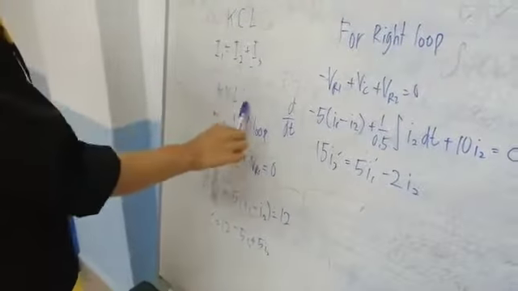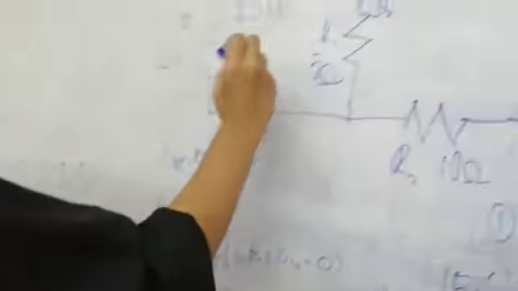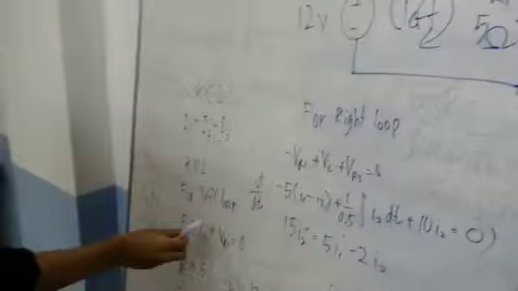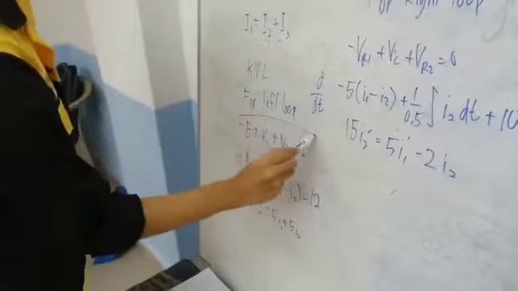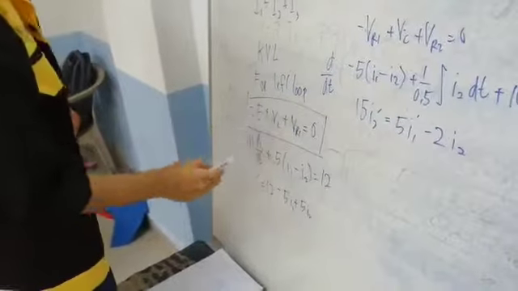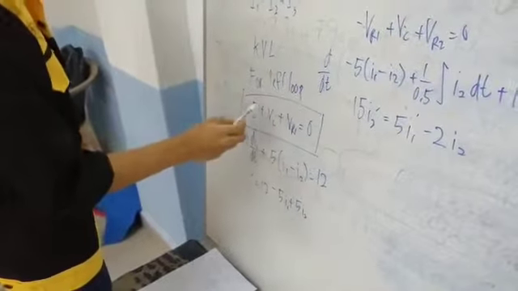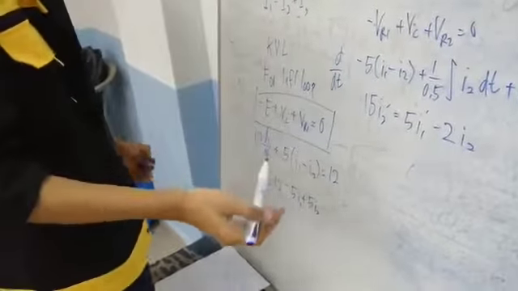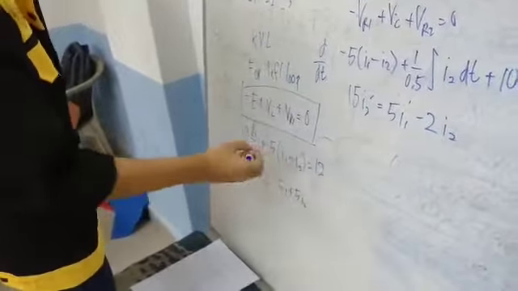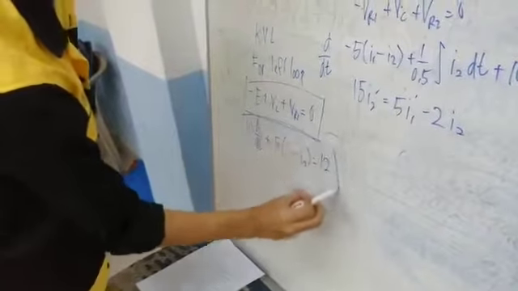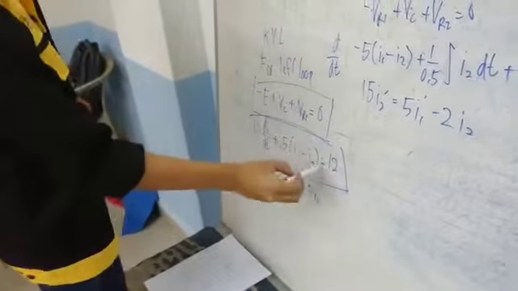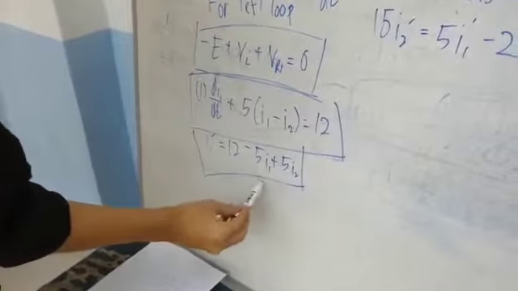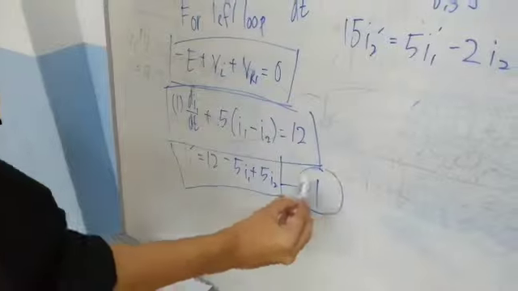After that, we do KVL from this loop, the left loop. From the left loop, we got this equation. From this equation, we arrange and input the formula. We got this equation. After that, we got this equation. We arrange, and it becomes like this. The final condition is number 1.